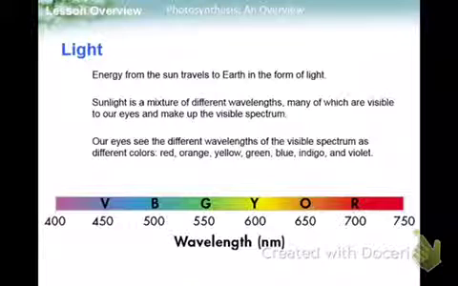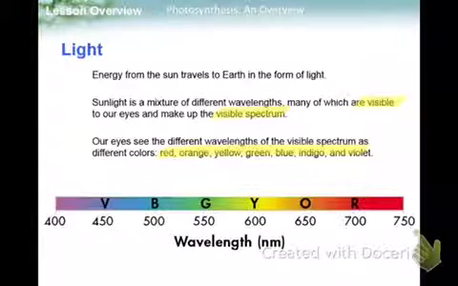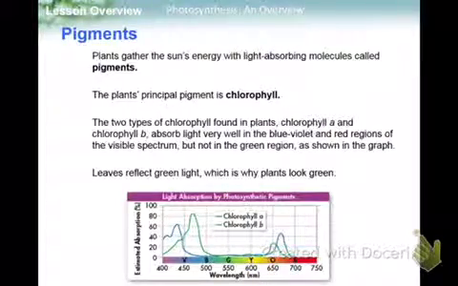Sunlight that comes to Earth from the sun is a mixture of different wavelengths. You see the Roy G. Biv. The middle section of that is visible, the visible wavelengths. That's called the visible light spectrum. Here's our Roy G. Biv. There are some wavelengths of light that are more easily gathered by plants than others.